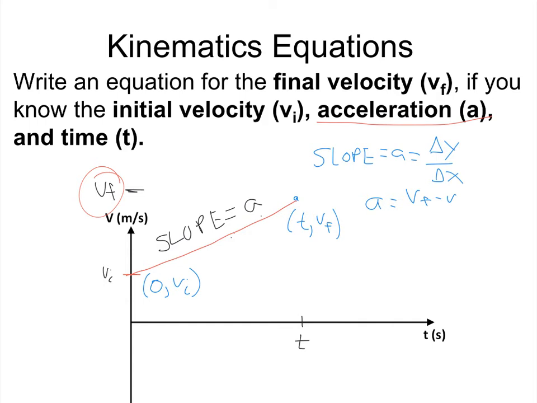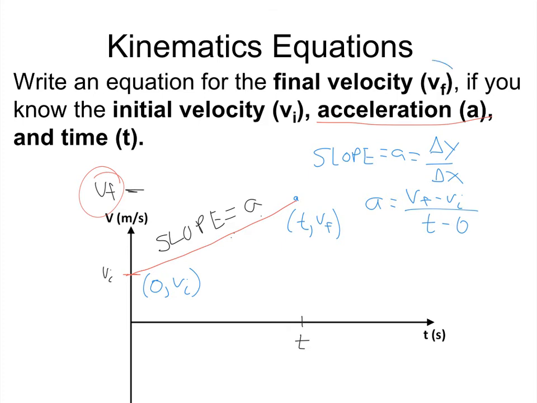vf minus vi over t minus 0, which you should recognize here actually as our formula for acceleration. And that's one way to actually derive that formula. I know we've already used that one, but we could derive it from a graph.